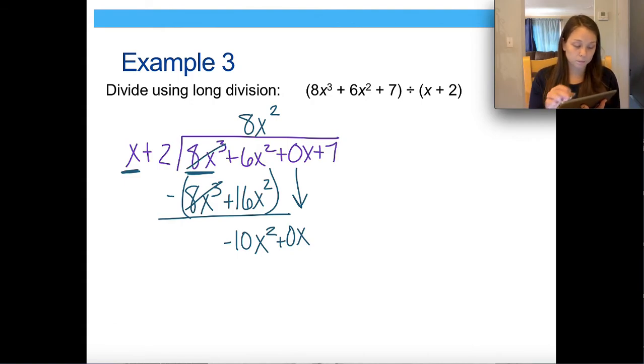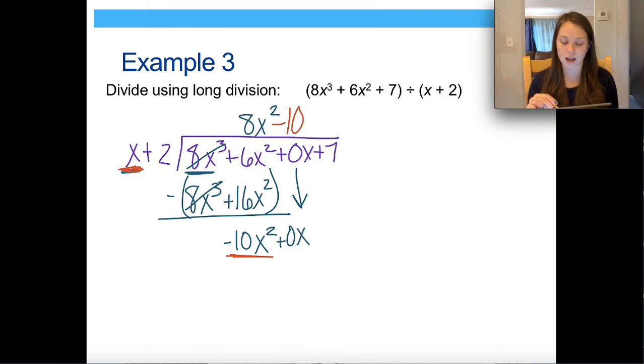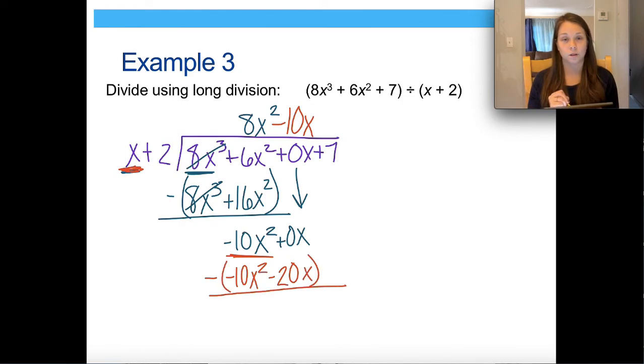X times what is going to give me negative 10x squared? Well, to get from an x to a negative 10x something, I need to multiply by negative 10. To get from x to a power of 1 to x to a power of 2, I need to have an x here. So negative 10x times x is negative 10x squared. Negative 10x times 2 is negative 20x. Put parentheses around it and subtract. We know we're off to a good start because negative 10x squared minus negative 10x squared is 0. 0 minus negative 20, that double negative becomes a positive 20x.